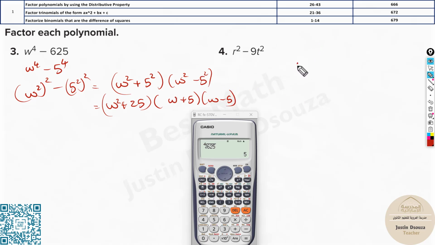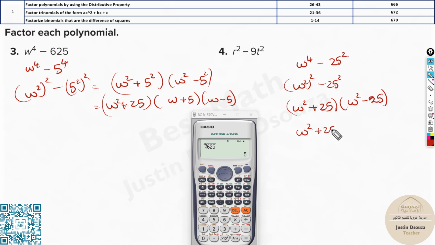Now what about another method? That is w to the power 4 minus, 25 squared is 625, right? So I'll write it like this. So here only at the left side I will change: w squared the whole power 2 minus 25 the whole squared, and then I split it out. It'll be w squared plus 25 and w squared minus 25. And then this doesn't change. See, we don't have to split it again.